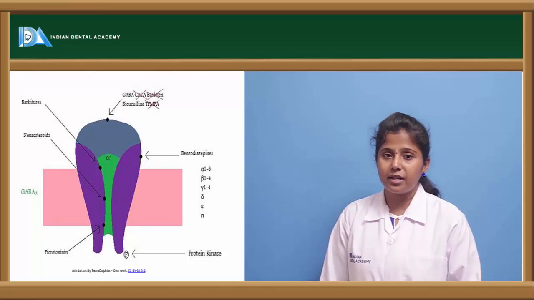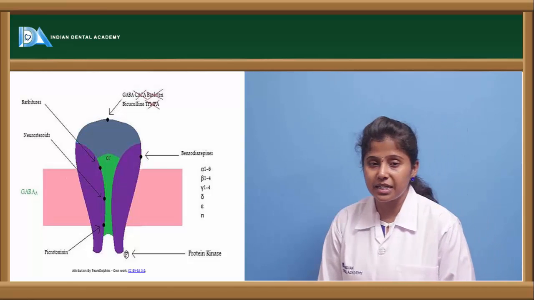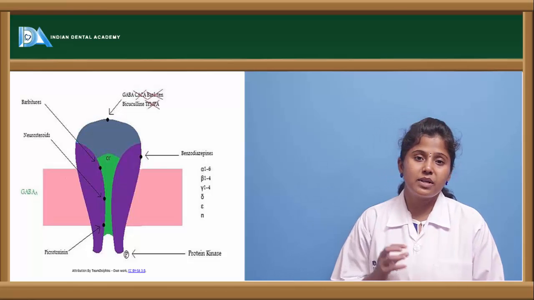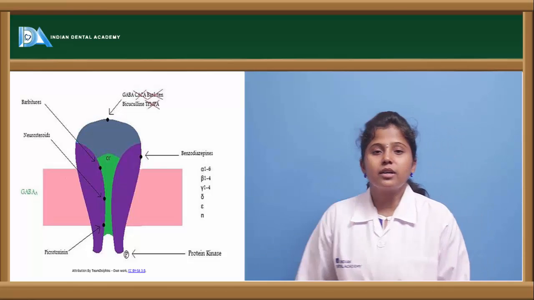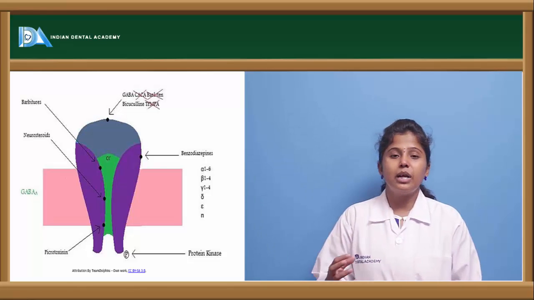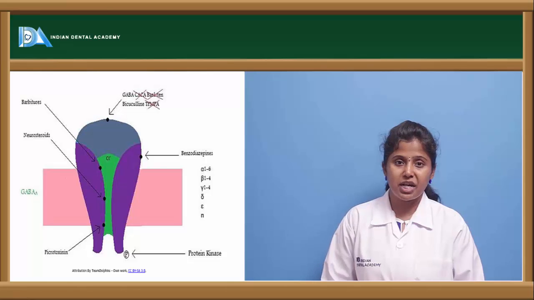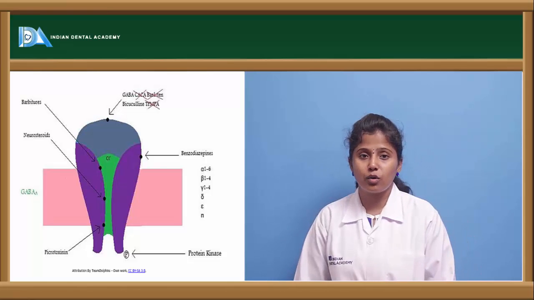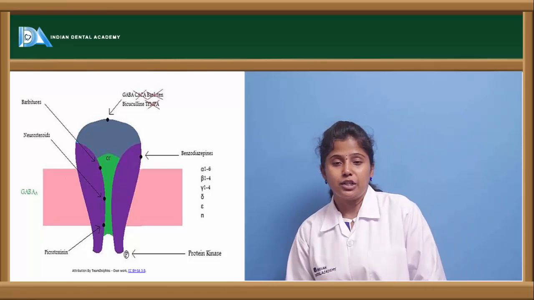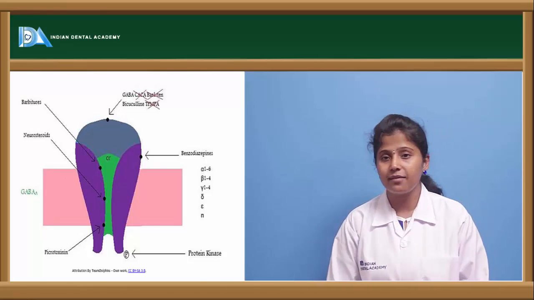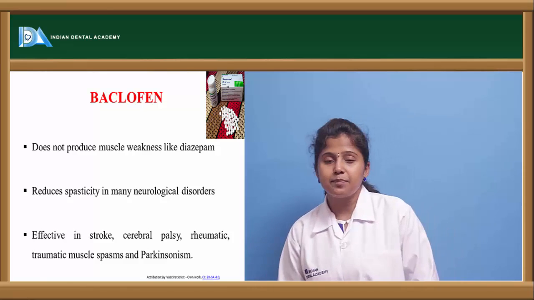Here we can see the mechanism of action. In the GABA receptors, there is a benzodiazepine binding site. So diazepam binds to the benzodiazepine binding site. Here in the GABA receptors, it will allow the GABA receptors to open the chloride ion channels, and thereby the entry of chloride into the channel takes place, leading to skeletal muscle relaxation or producing sedative effect. The other drug is baclofen.